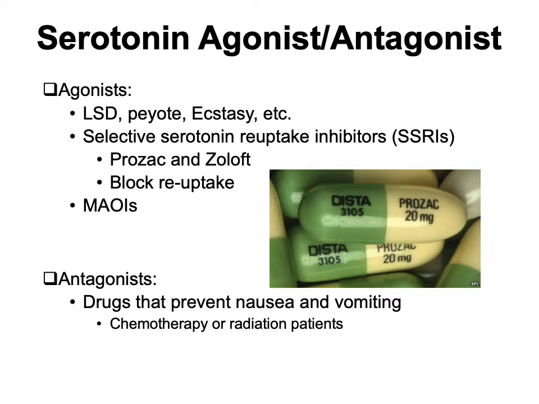Agonists are LSD, peyote, ecstasy, and a lot of the psychotropic narcotics. And then we have the selective serotonin reuptake inhibitors, such as Prozac and Zoloft. You will have patients that are taking Prozac and Zoloft, and they're going to block that reuptake. And still, MAOIs are an agonist because they will prevent it from breaking down in the synapse. Then you have the antagonists, which are drugs that prevent nausea and vomiting, and they are typically prescribed to individuals going under cancer therapy, such as chemotherapy or radiation.